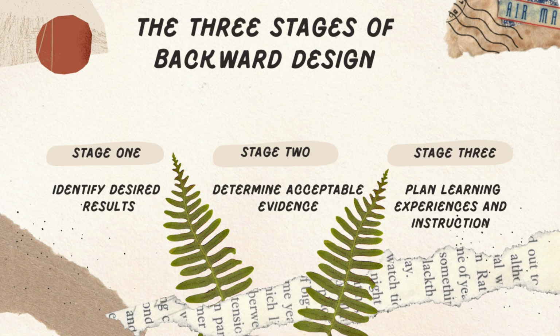And the third and final stage of backward design is plan learning experiences and instruction. This is when teachers begin to consider how they will teach. This is when instructional strategies and learning activities should be created. With the learning goals and assessment methods already established, now the instructor or teacher will have a clear vision of which strategies would work best.